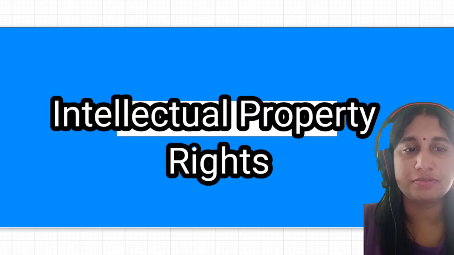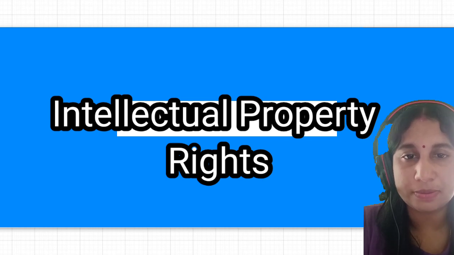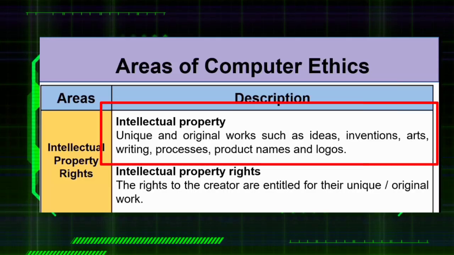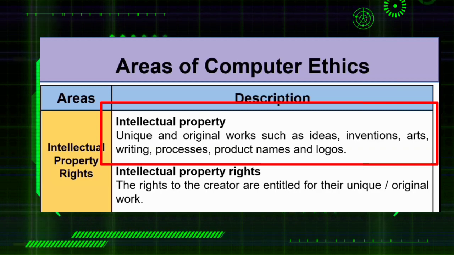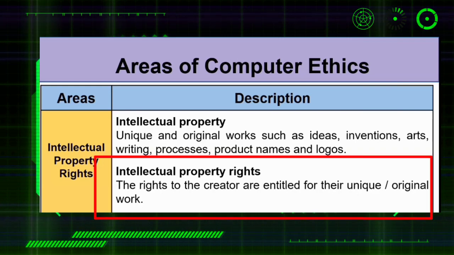I believe that all of you have gained knowledge on the other two videos. On the last point, I would like to emphasize intellectual property. Intellectual property means unique and original work such as ideas, inventions, arts, writing, processes, product names, and logos. Next, intellectual property rights. These are the rights that creators are entitled to for their unique or original work.